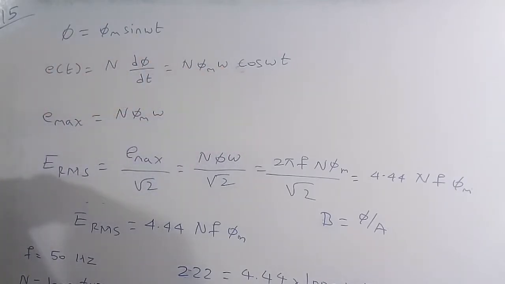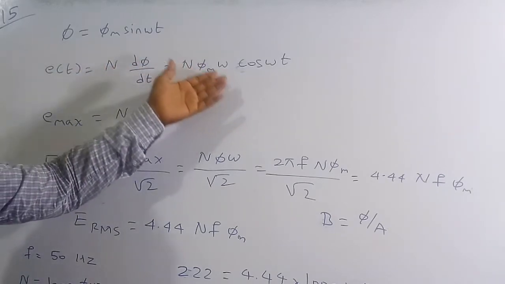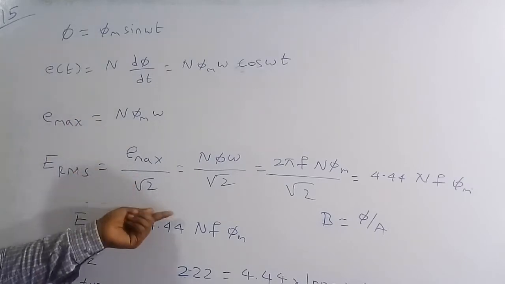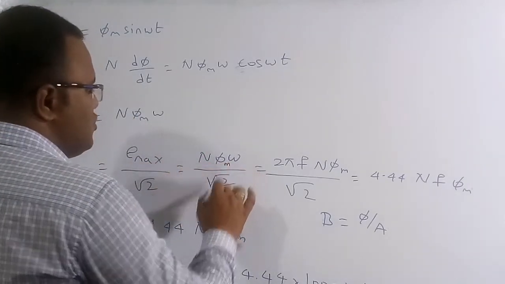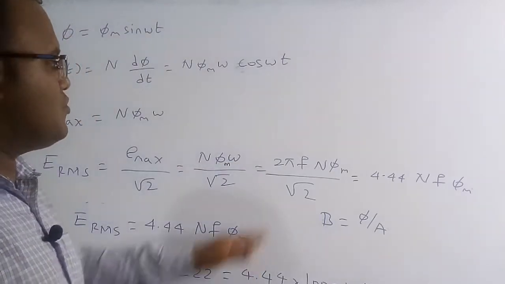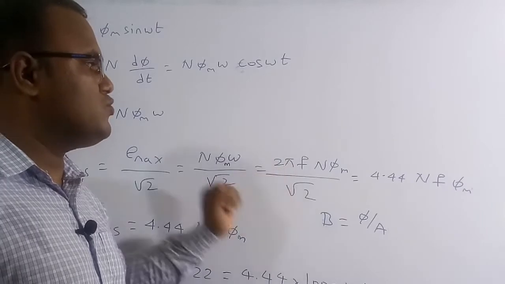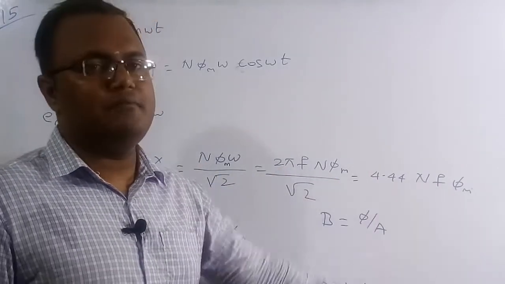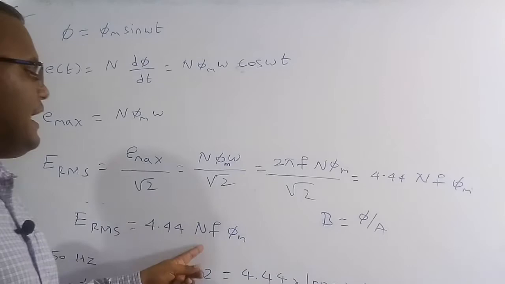But I want to know the RMS value of this induced voltage. As it is sinusoidal, its RMS value will be the maximum value by root 2. Therefore, N phi m omega by root 2. Omega is equal to 2 pi f, so 2 pi f into N phi m by root 2. 2 pi by root 2 gives 4.44. So the basic relation: the induced voltage RMS is equal to 4.44 N f phi m.